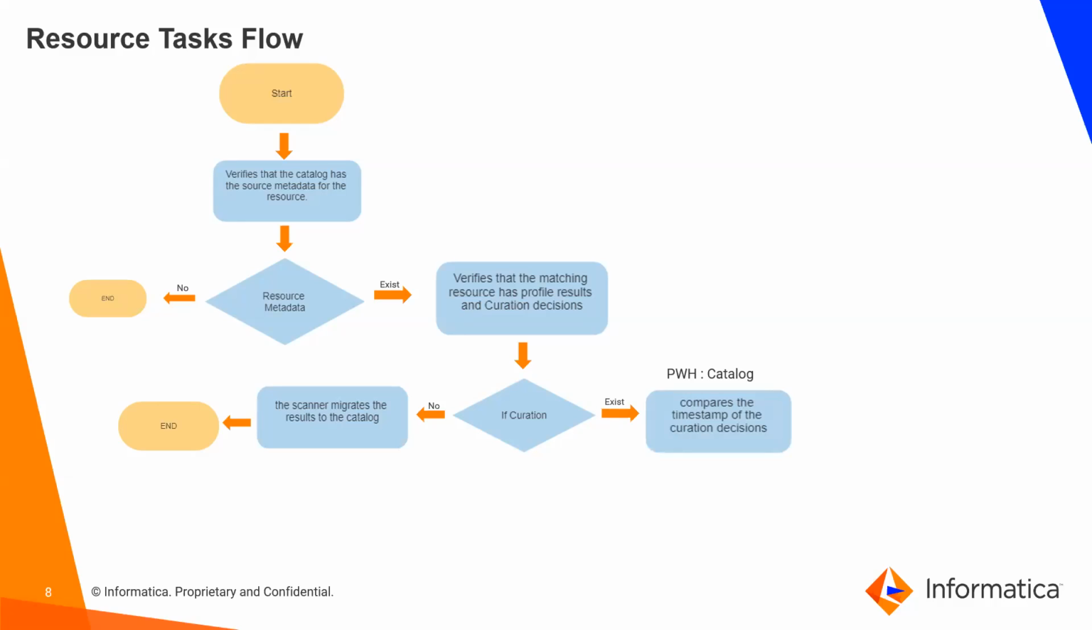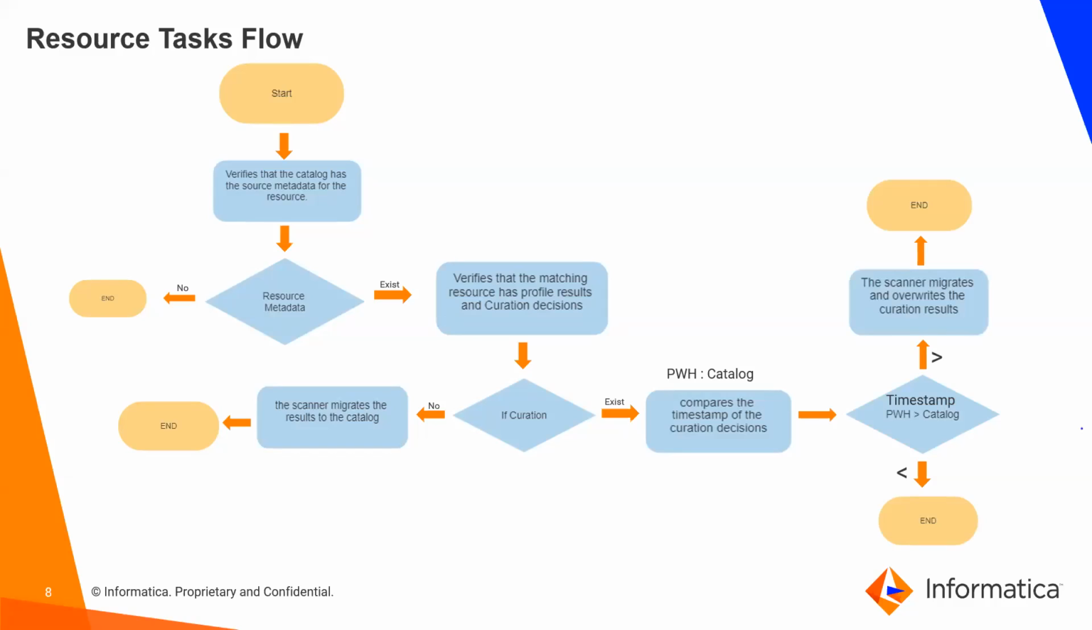If the curation is done, then it compares the timestamp between the profile warehouse and the catalog, whether it was done before in the catalog or in the profile warehouse. If the timestamp of the profile warehouse is greater than the catalog timestamp of the curation decision made in the catalog, the profile warehouse scanner migrates and overrides all the curation done in the catalog, and then it ends. This is the DQ scanner task flow. Basically, it compares based on the timestamp.